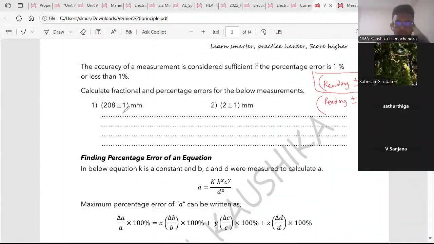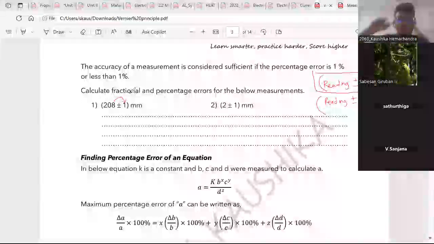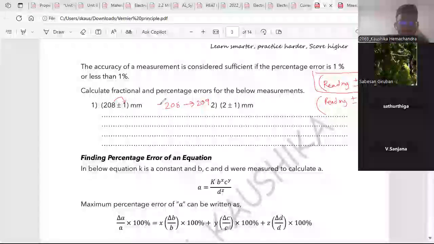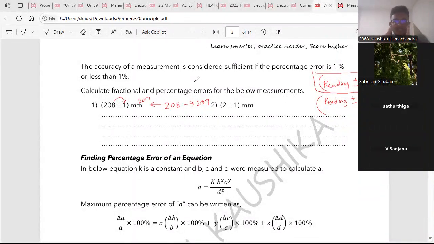But if they give it like this, that means the reading can be greater or lesser by up to 1. So this is in millimeters. So it can be between 208 plus 1, which is 209, and 208 minus 1, which is 207. So that means the range for the error of the reading is between 207 and 209.